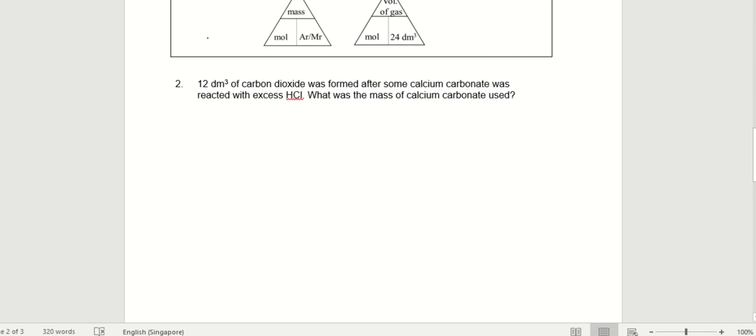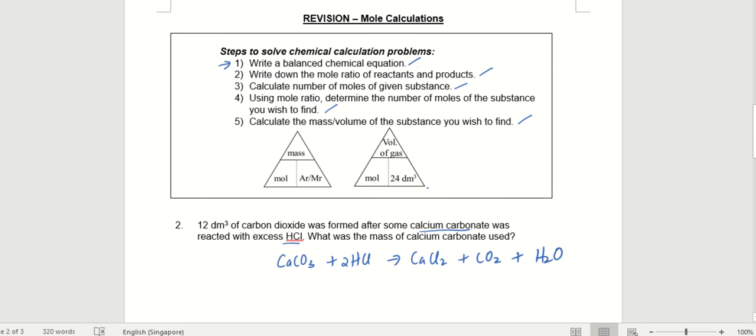So we realize that this is a reaction between calcium carbonate and hydrochloric acid. So we know that the reaction between calcium carbonate and hydrochloric acid will produce a salt, carbon dioxide gas, and water. So let's write down: calcium carbonate reacts with hydrochloric acid to give us calcium chloride plus carbon dioxide plus water. In order for us to balance this equation, we need to write a 2 in front of the hydrochloric acid. So this is our balanced chemical equation. So we are done with step 1.